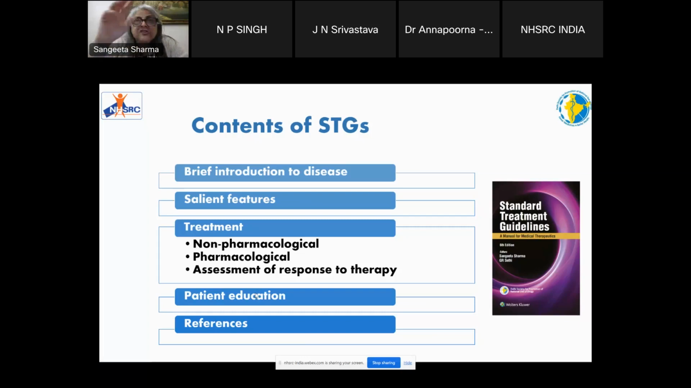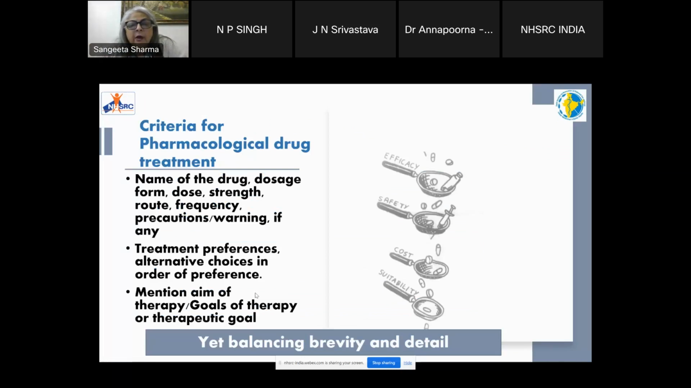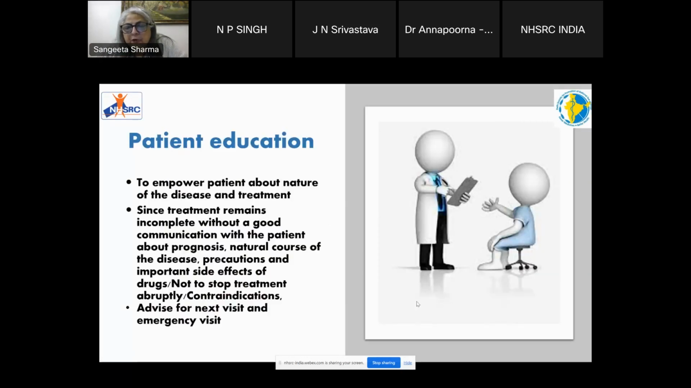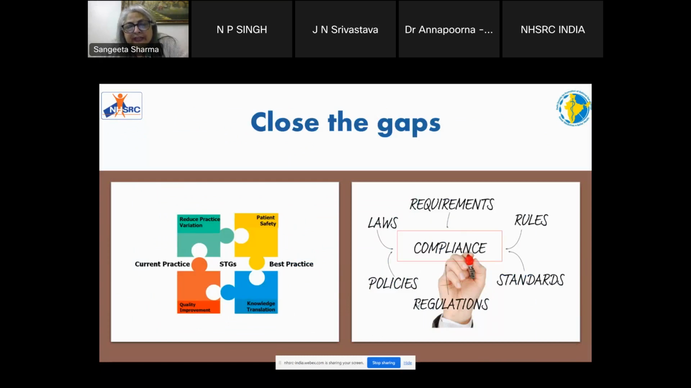So this section provides the key messages that we want to get across to the patients here. And of course this is backed by the evidence. Drugs have been selected by using these four criteria: efficacy, safety, cost, and suitability. And as I said, without patients, no treatment can be complete, and this is part of it. I hope after the session today you'll be disseminating and reinforcing this concept, encouraging people to adopt this, and we can close the gaps between knowledge and practice variation.